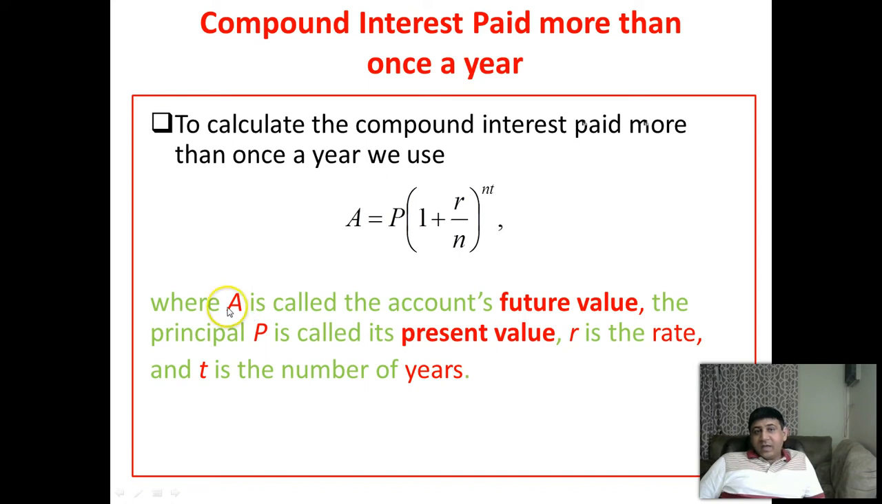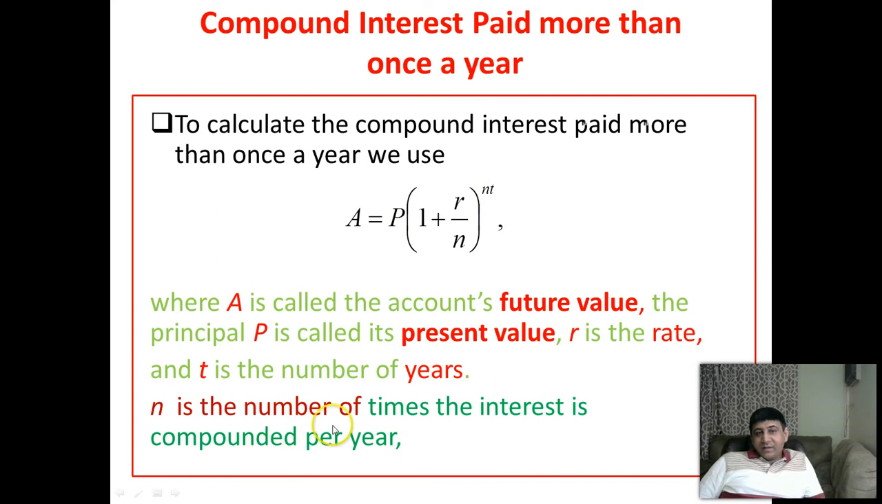As I told you earlier, A is the future value, P is the principal, r is the rate, and t is the time in years. And the new parameter n is the number of times the interest is compounded per year. So if it is compounded twice a year, n is 2. If it is compounded thrice a year, n is 3. If it is compounded 6 times a year, n is 6. So how many times it is compounded a year, that will be your n.